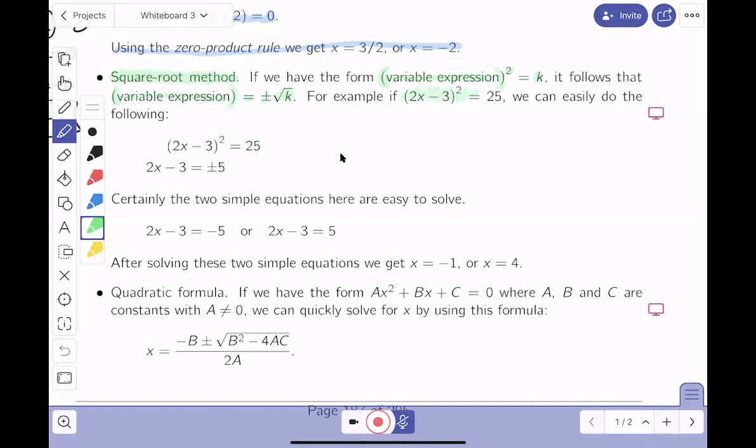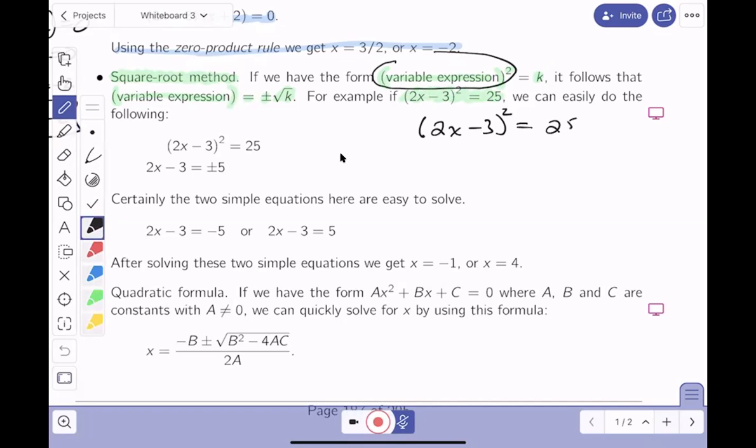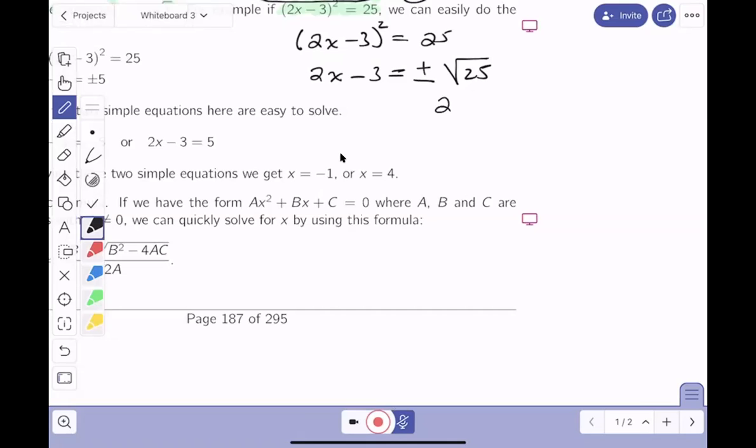Let's look at this example over here. I'll write it down for you. And what's that example going to be? 2x minus 3 squared. That's a variable expression squared, just like this over here. And it equals the number 25. What am I going to do? Square root method. So the variable expression, 2x minus 3, would equal plus or minus the square root of 25. Well, that looks pretty simple. What do you get over there? 2x minus 3 equals plus or minus 5.